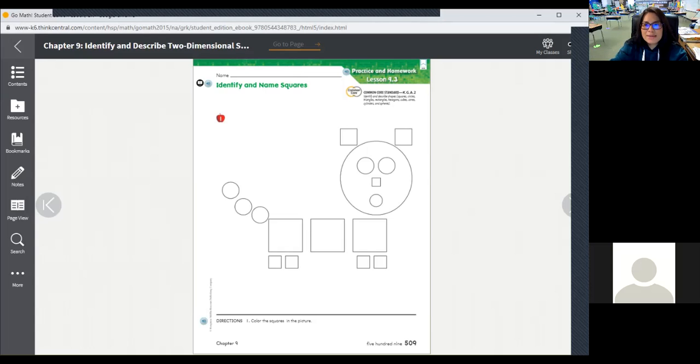All right, here we go. 9.3, this is your homework. Page 509 is your homework. Really simple. We've already kind of did this already. We're going to color all the squares. So color all the squares in the picture, okay? That's your homework.